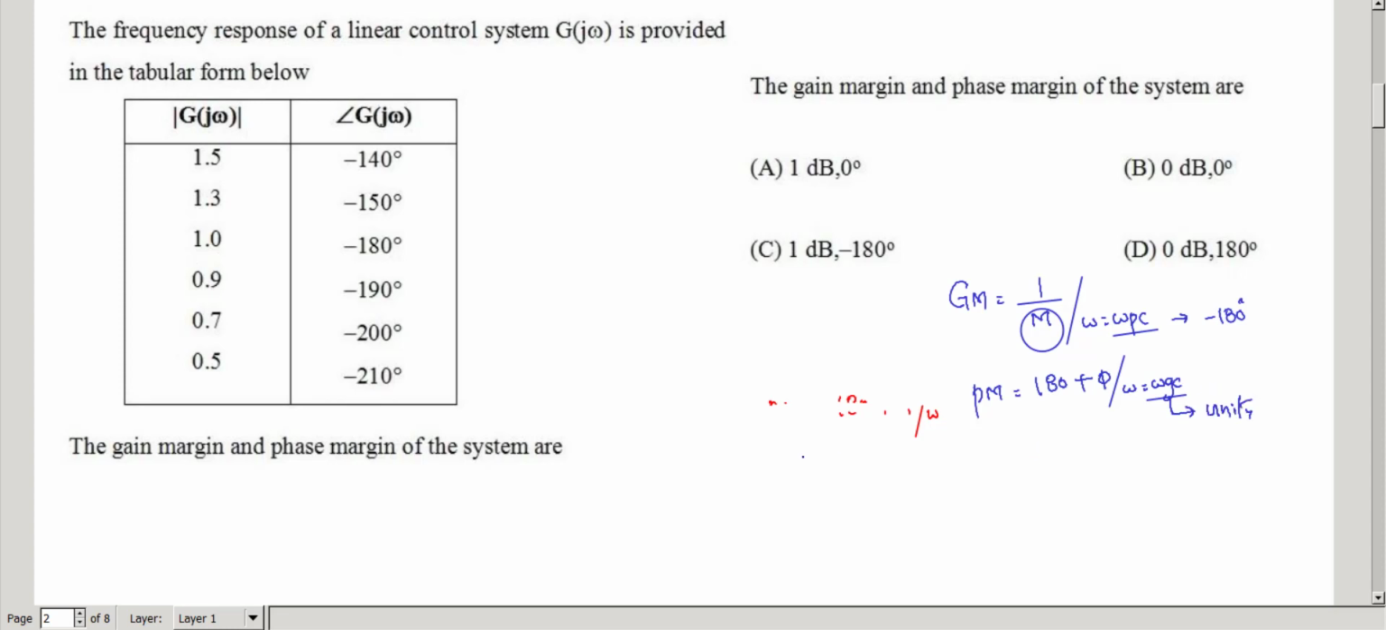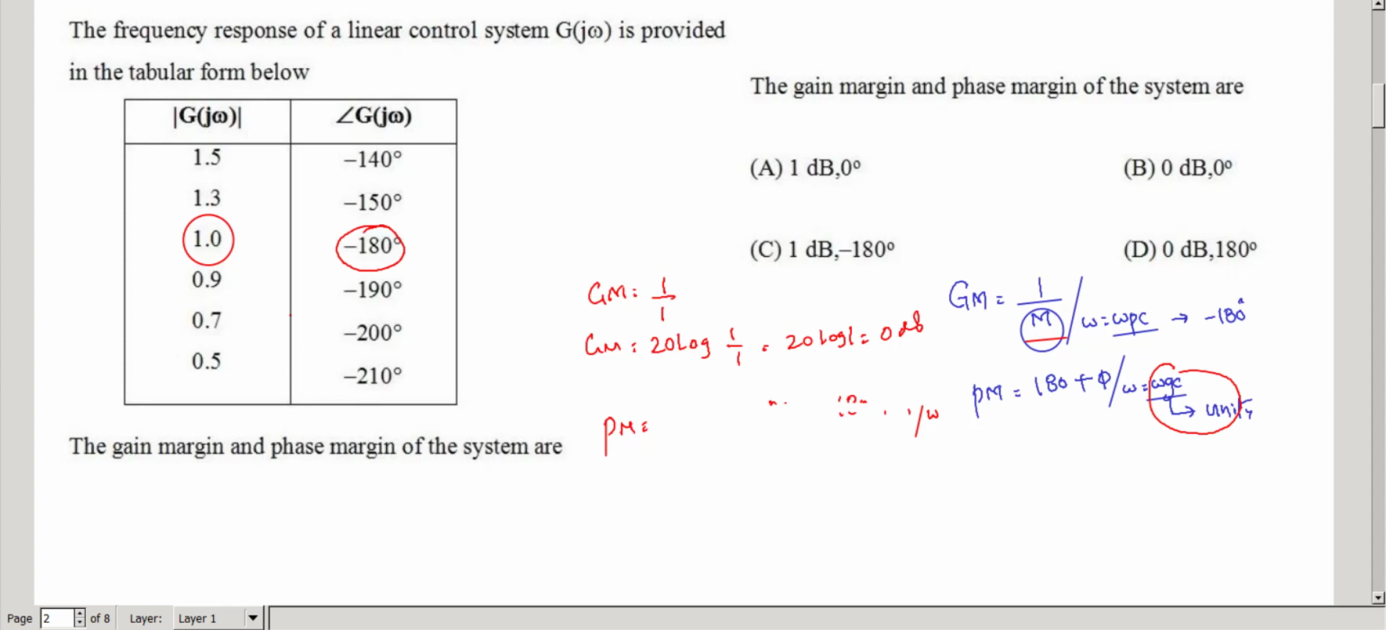Right, unity magnitude. So let's see the first gain margin at omega equal to omega phase crossover frequency, that is minus 180 degrees. What is magnitude? So at minus 180 degrees, what is the magnitude here? 1. So gain margin equal to 1 by 1. So gain margin in dB equal to 20 log of 1 by 1, that equal to 20 log 1, that equal to 0 dB. Okay, the phase margin equal to 180 plus phi at gain crossover frequency unity magnitude.